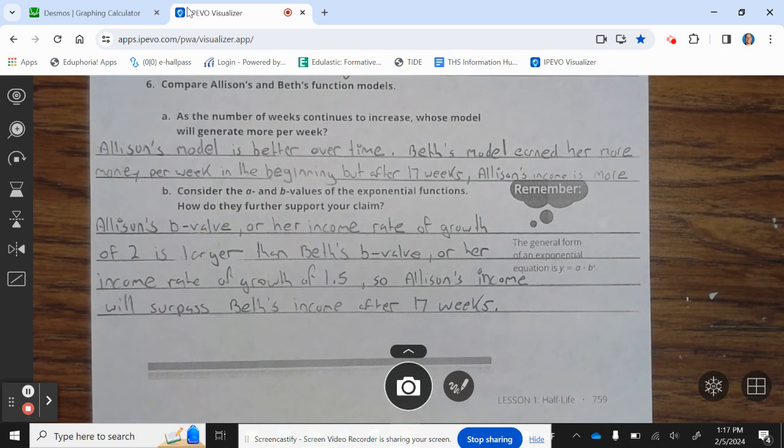B. Consider the A and B values of the exponential functions. How do they further support your claim? Allison's B value, or her income rate of growth of 2, is larger than Beth's B value, or her income rate of growth of 1.5. So Allison's income will surpass Beth's income after 17 weeks.